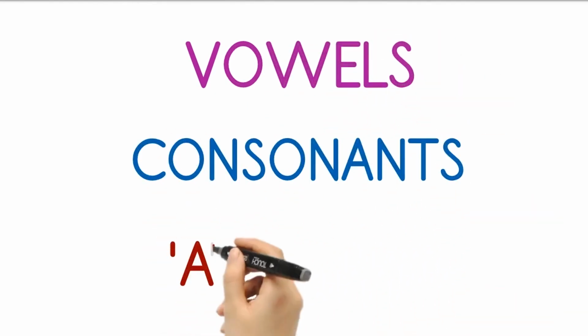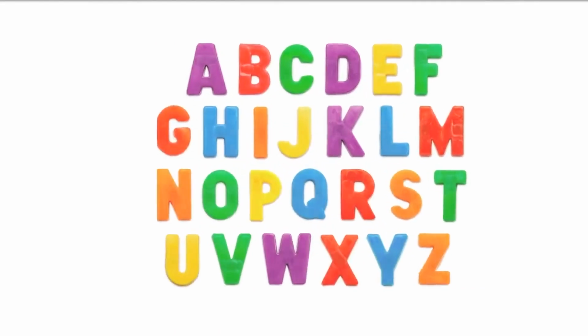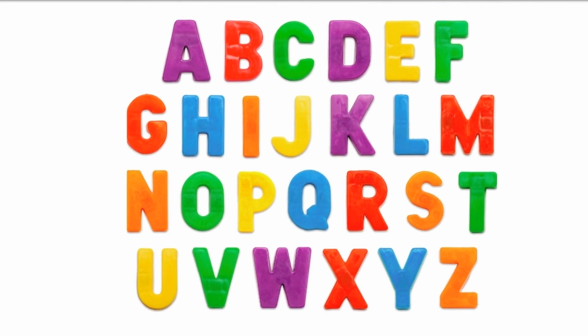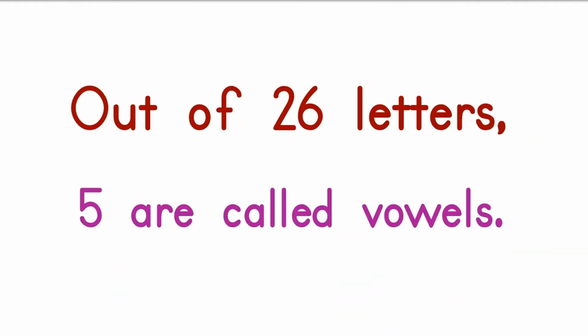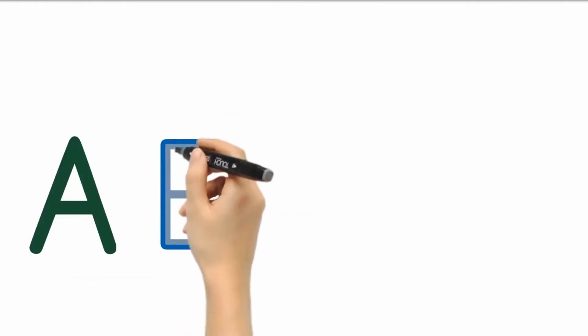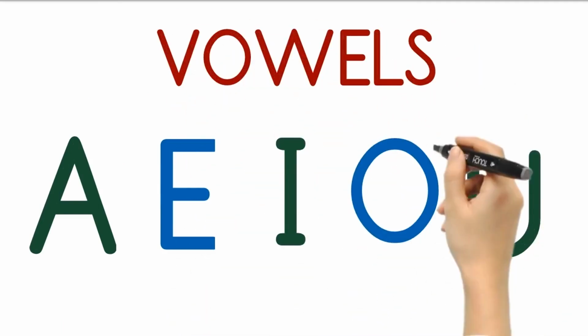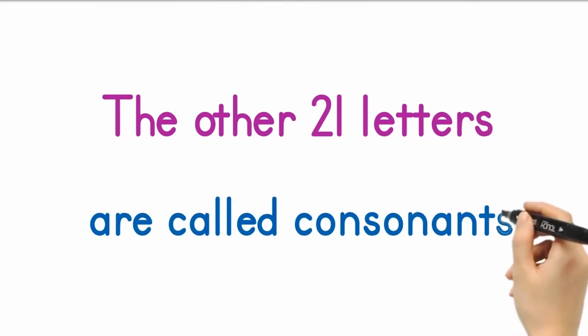Let's learn vowels, consonants, and when to use a and an. There are 26 letters in the English alphabet. Out of 26 letters, 5 are called vowels. A, E, I, O, U are vowels. The other 21 letters are called consonants.